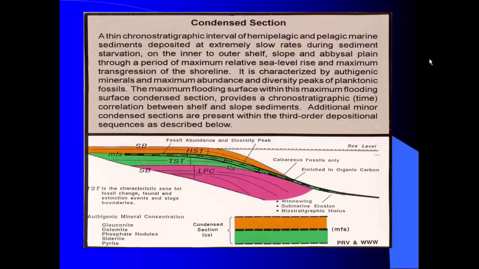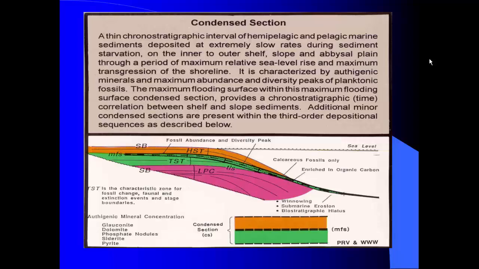This is very important, so I'm going to read this. This is a condensed section, and this is what my whole talk is about almost. The condensed section is a thin chronostratigraphic interval of hemipelagic and pelagic marine sediments deposited at extremely slow rates during sediment starvation on the inner outer shelf, slope and abyssal plains through a period of maximum relative rise of sea level and transgression of the shoreline. It is characterized by authigenic minerals and maximum abundance and diversity peaks of planktonic fossils.